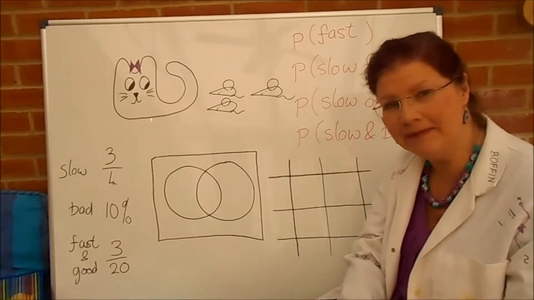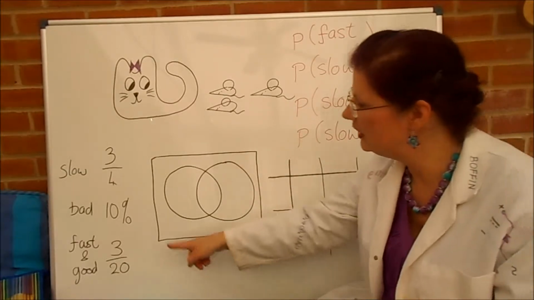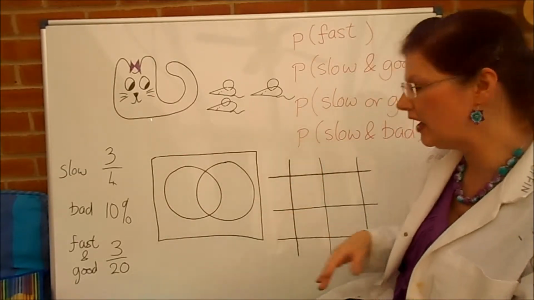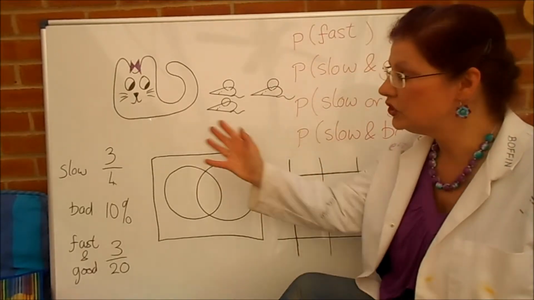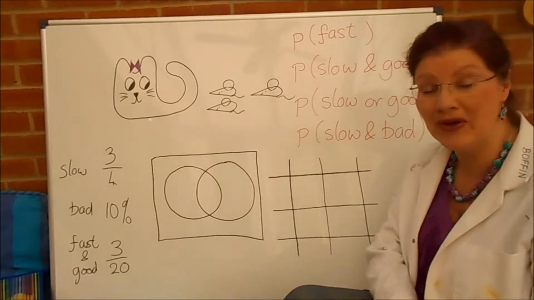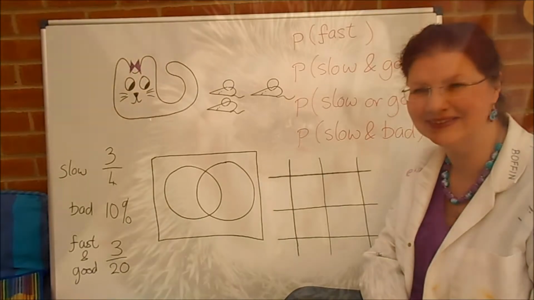So for part A, I would like you please to demonstrate either on a Venn diagram or on a two-way chart, you can use whichever you prefer, just show that data. So that's part A. Pause the video and do that now, please.